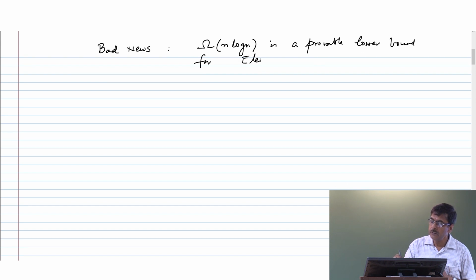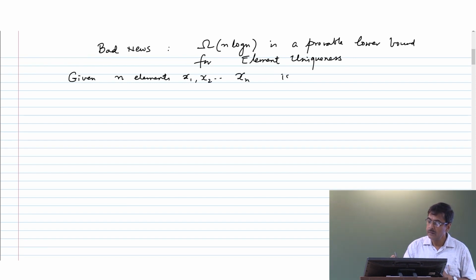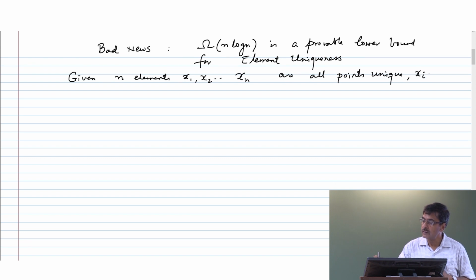this is a problem called element uniqueness. I don't know, this is a prototype problem for proving lower bounds. So element uniqueness basically is a problem that says given n elements, are all points unique, that is x_i not equal to x_j for all i not equal to j.